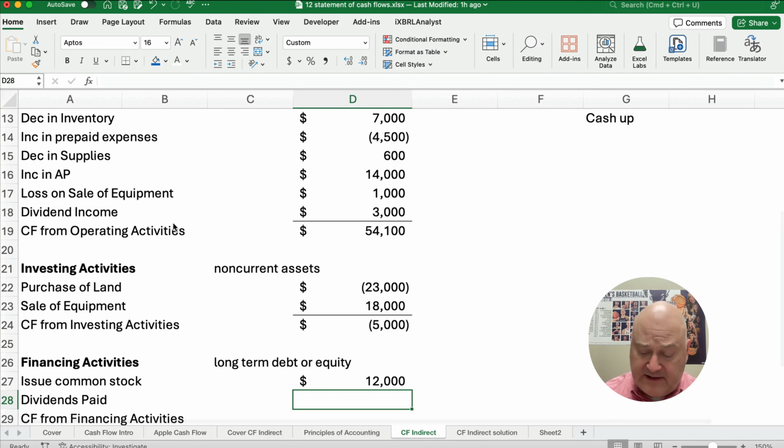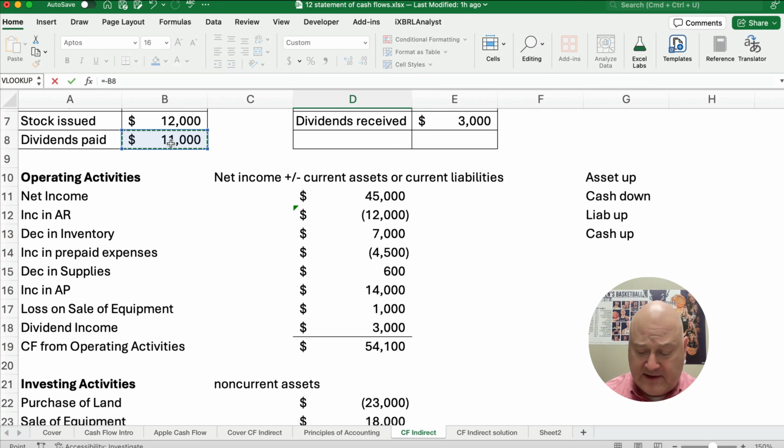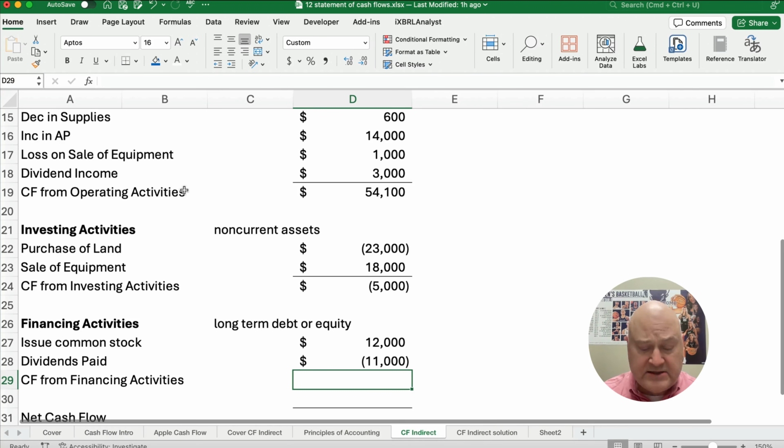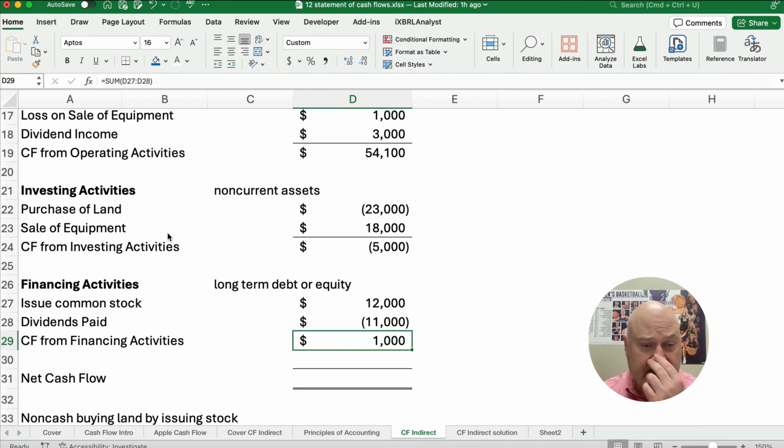And then we paid dividends, and we know dividends are going to reduce our cash, so we're going to make that a negative dividends paid of $11,000. So our cash flow from financing activities is going to be a $1,000 amount. So we issued $12,000 and we paid $11,000, and so we have just a positive of $1,000 from financing activities.